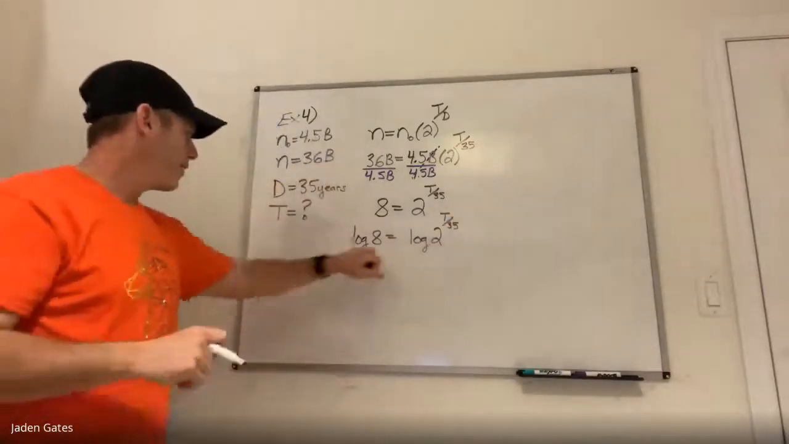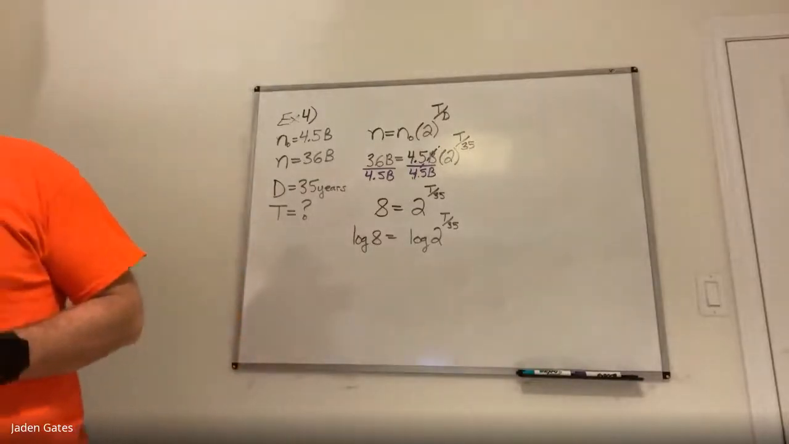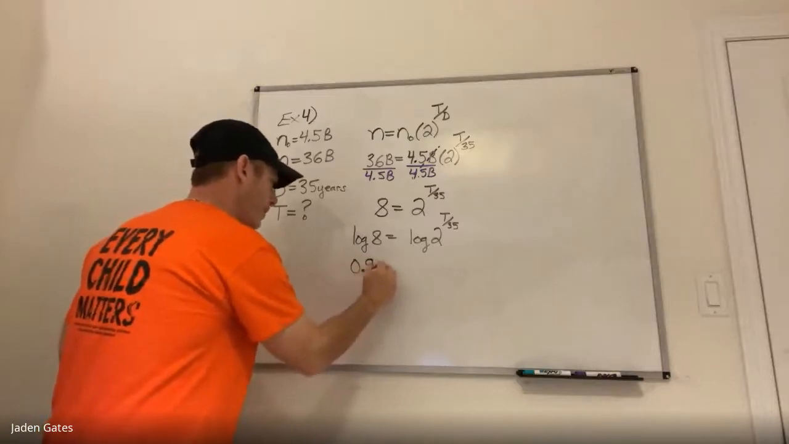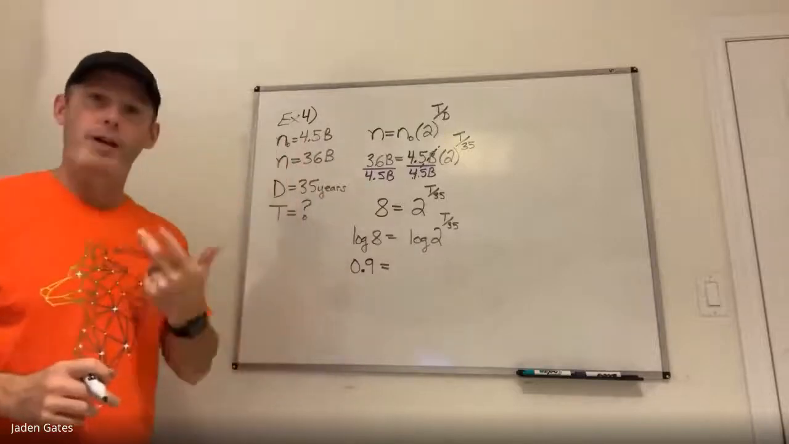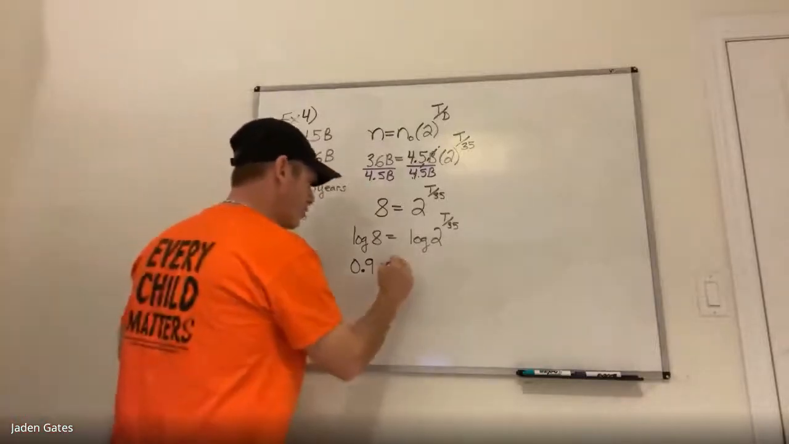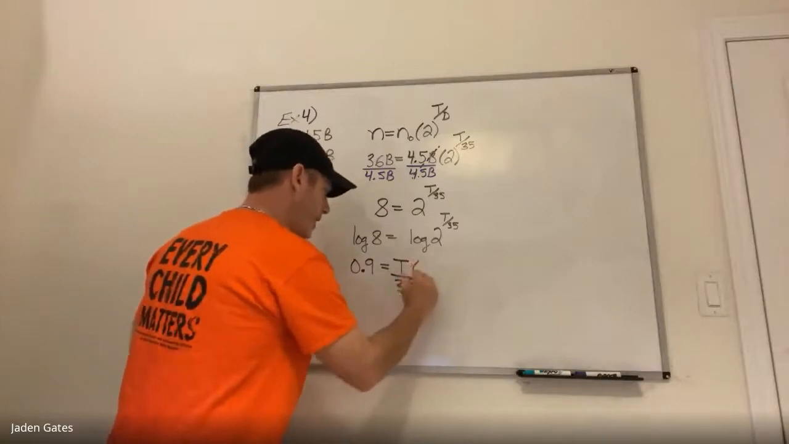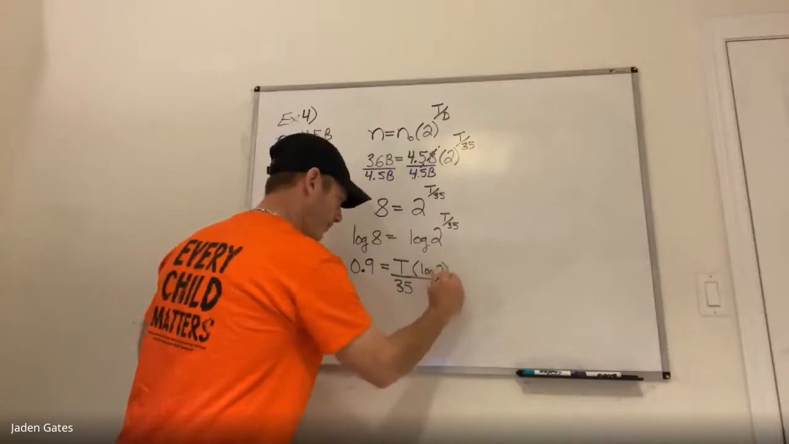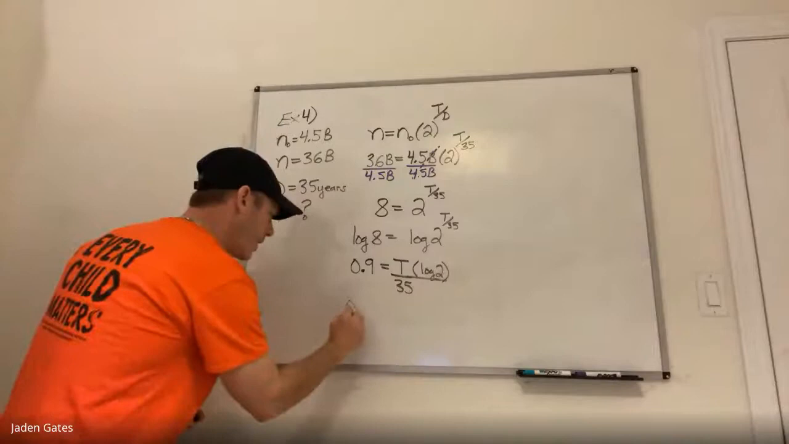Now the log of 8, again, that's a number I can figure out by just typing it in my calculator, and the log of 8 is 0.9. Again, this is where I'm going to use my log rule. I'm going to bring my exponent down front. It's a fraction, so I'm going to write it as such. My numerator is t, my denominator is 35, and I'm going to multiply that by log of 2. Again, further simplify. I have 0.9 here.